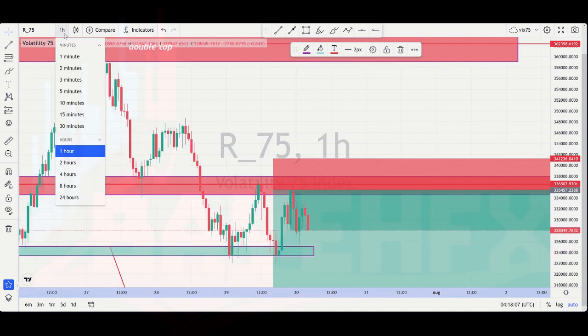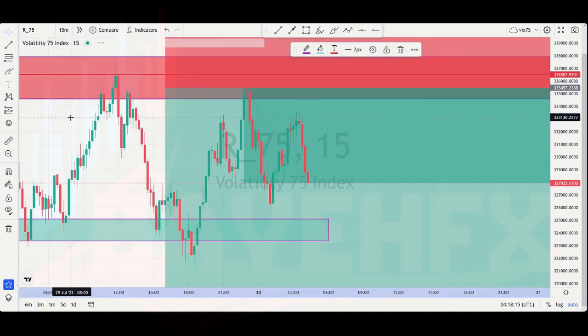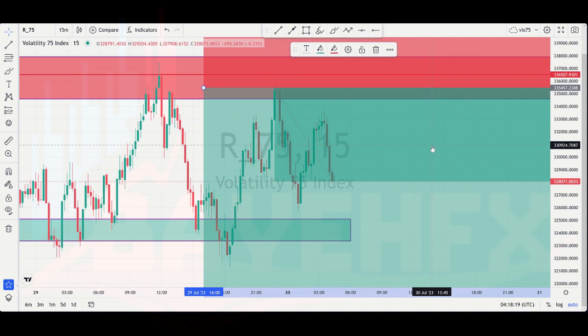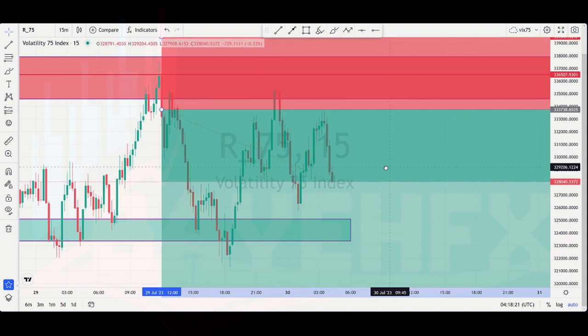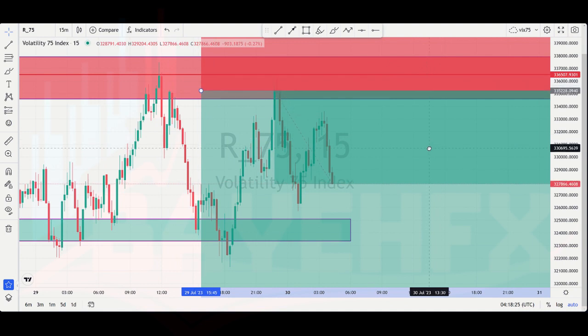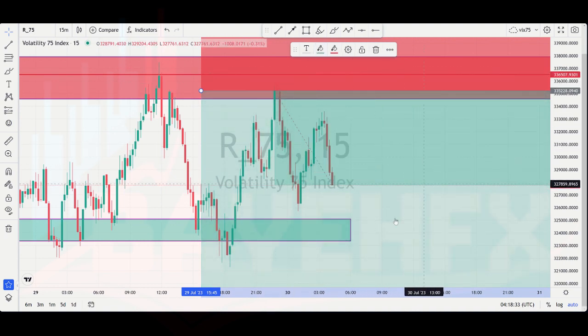So let's go back to 15 minutes so that we'll see what really transpired within that range of candlesticks. As you can see, this is a little bit thick. Let me see if I can reduce this. Okay, I think this is the best I can get, but let me make this a little bit transparent so we could see the candlesticks more.